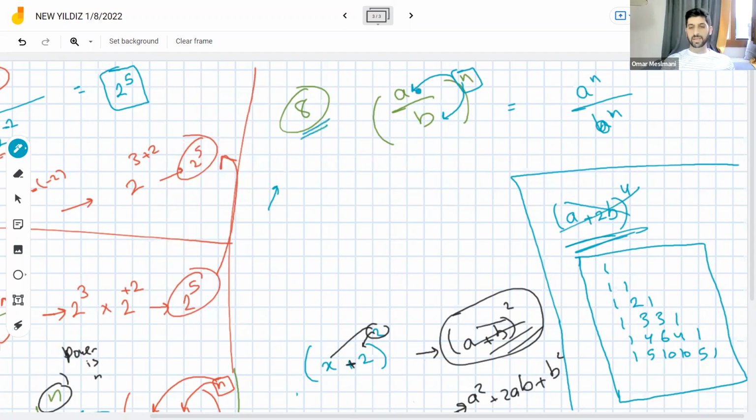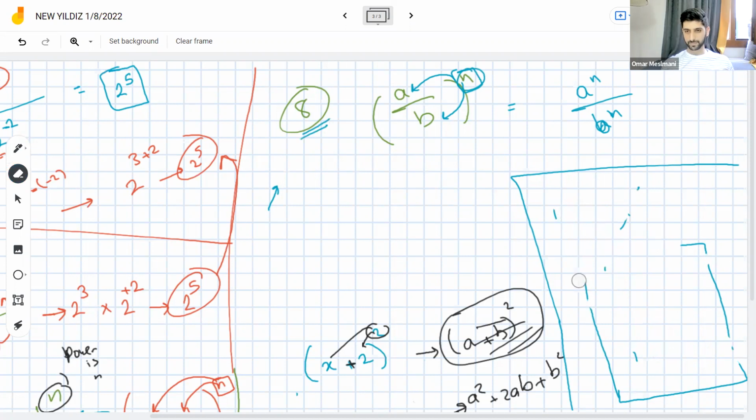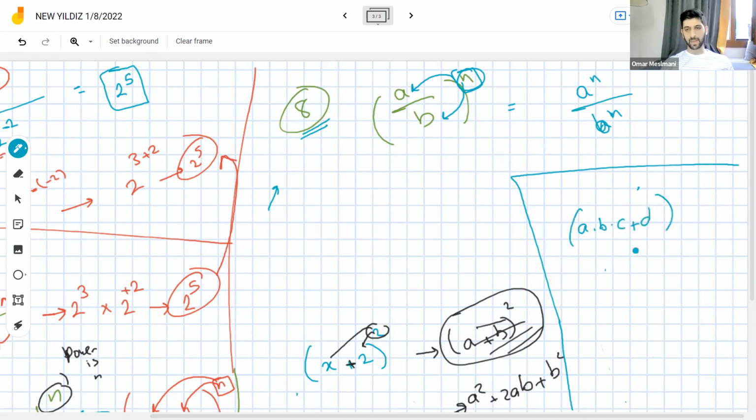Rule number 8: if you have a division and there is a power n, I can distribute the power to the numerator and to the denominator. If I have A times B, in brackets, A times B times C plus D, you can't. As soon as I say plus, I can't. If you did, you would be taking the power for A and B and C and skipping D. That's a mistake. Once you see plus or minus, you can't.